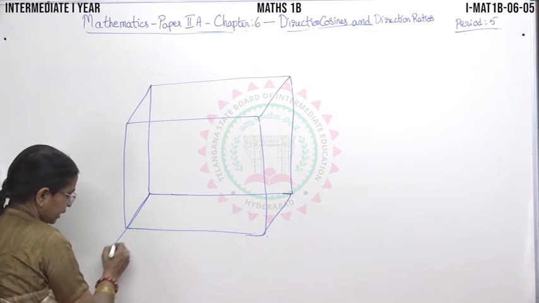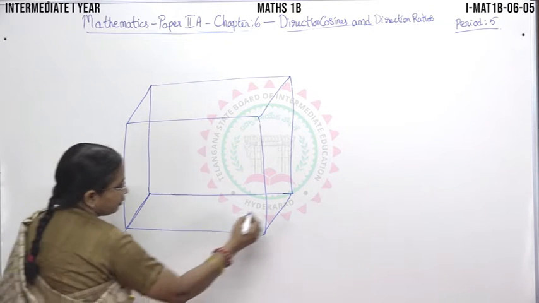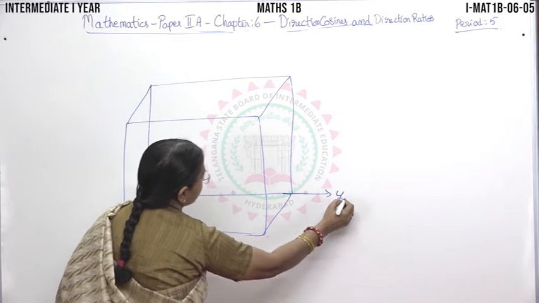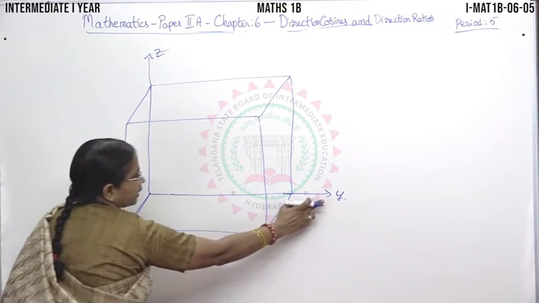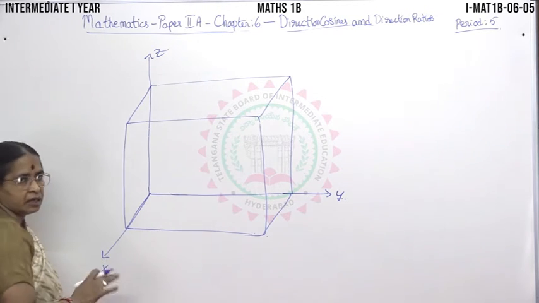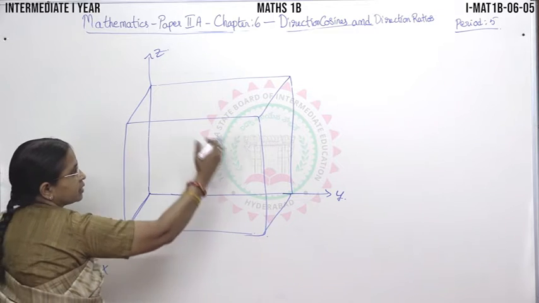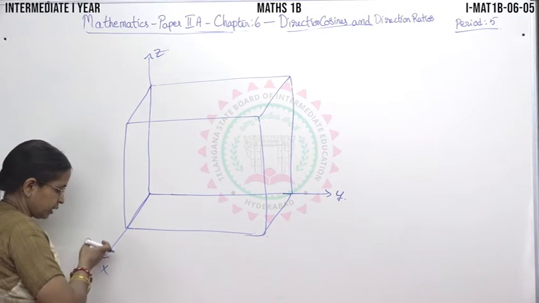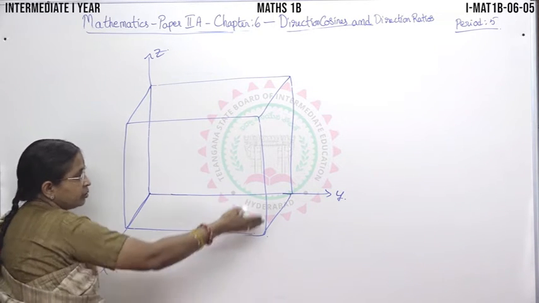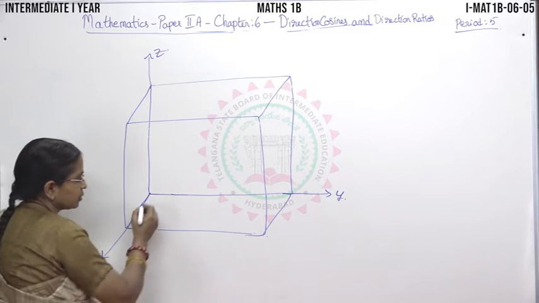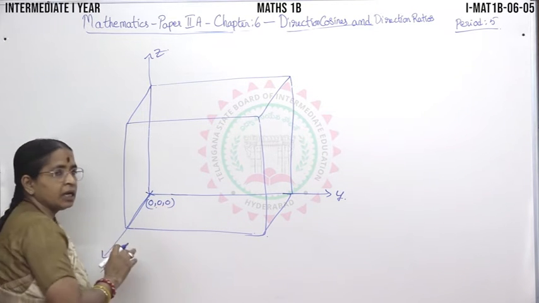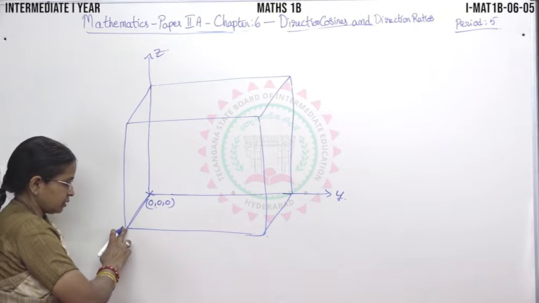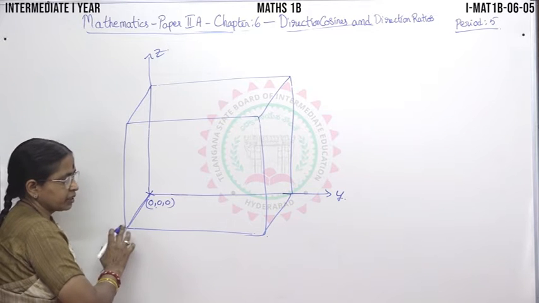Now you take x-axis this way and y-axis, and this is z-axis. So you can take x, y, z here, but it should be in this direction, in the anti-clockwise direction, in the right-handed system. So x, y, z I took like this. So this becomes the origin. Now understand how we write the coordinates of the vertices.